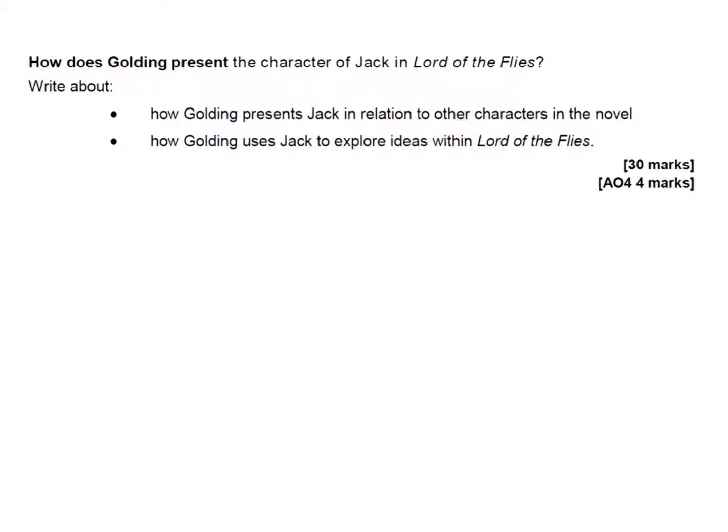So we're going to look at the kind of question that you'll get in the exam, talk you through what's rewarded in terms of marks, and then give you some ideas about what an essay might look like. So here's an example question.